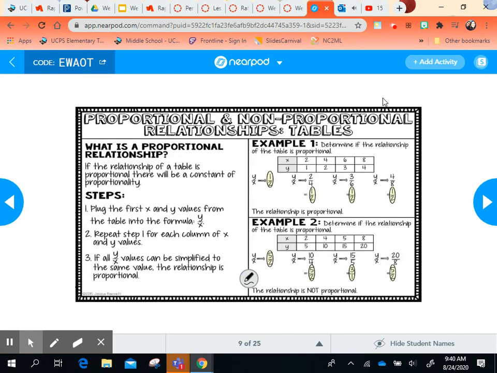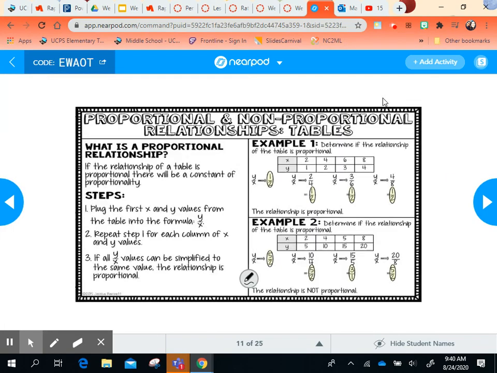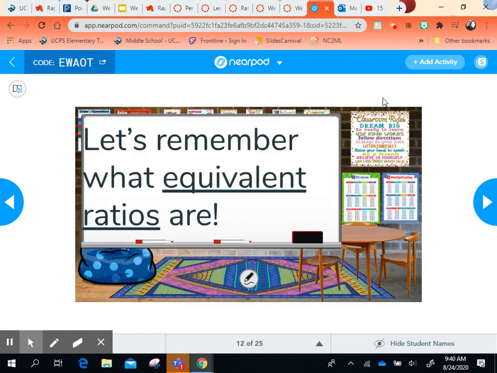So I added some anchor charts in here. We're not going to go through them, but I do want you to know that you will find these also on your lesson page. They give examples of how to work from rates to unit rates, proportional relationships, tables, and I think I put that one in there twice.